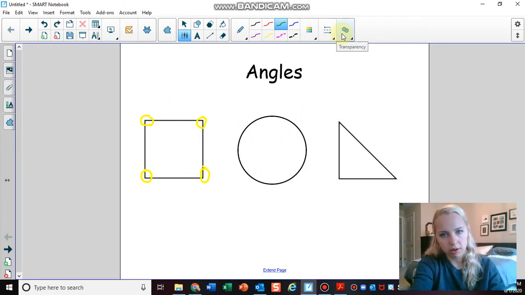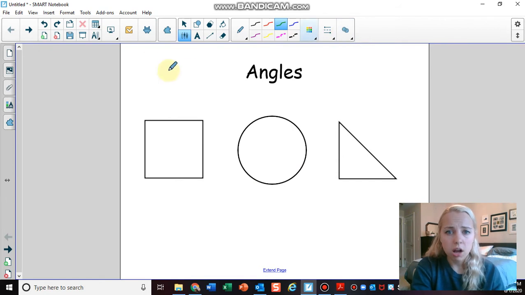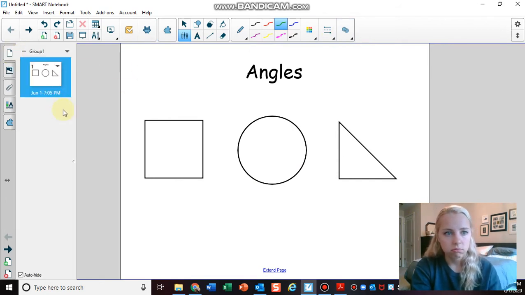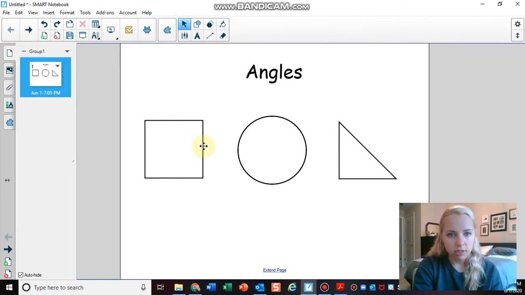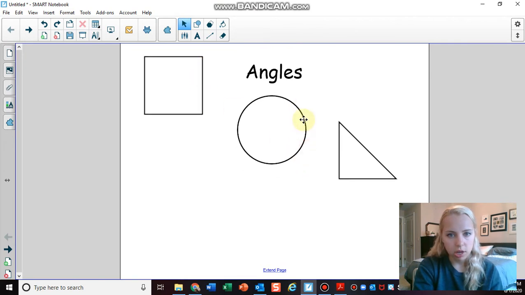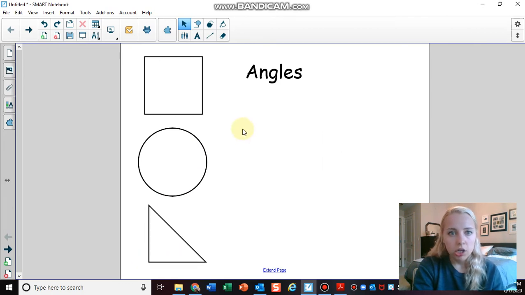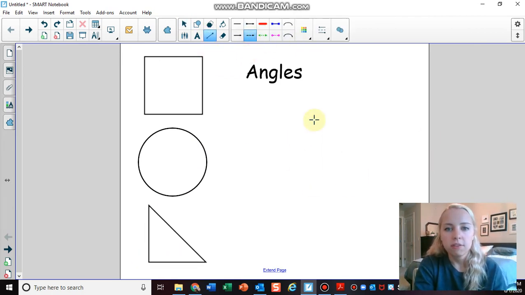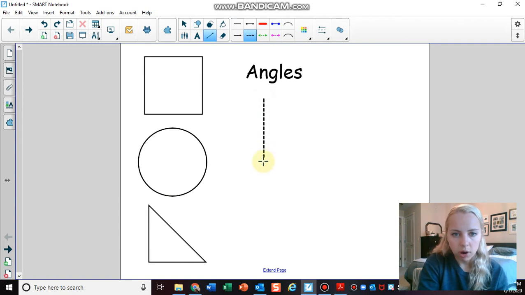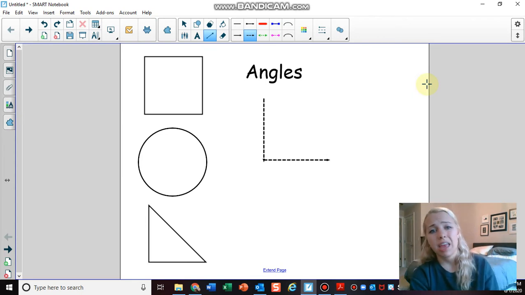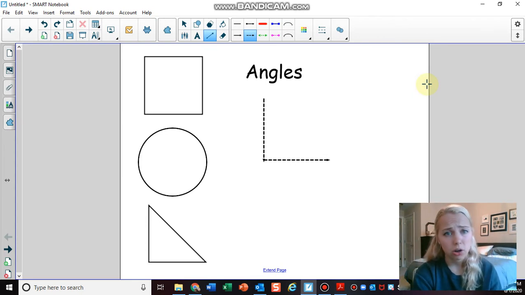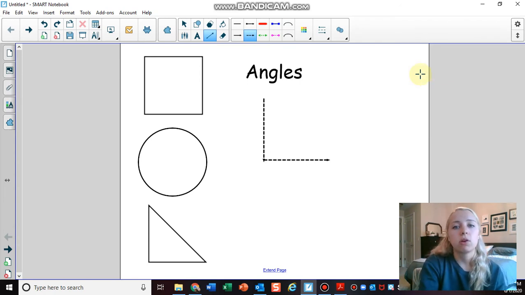So if we go back and erase all of this, we can talk about the different types of angles. Now you can have 3 different types of angles. I'm going to move these shapes over here for a second. The first type of angle we're going to talk about is a right angle. Right angles go perfectly square. Okay, now we're not going to talk about the degrees that the angles measure because you guys don't need to know about that in kindergarten. That's a lot of information for a kindergartner, but we are going to talk about the types of angles.